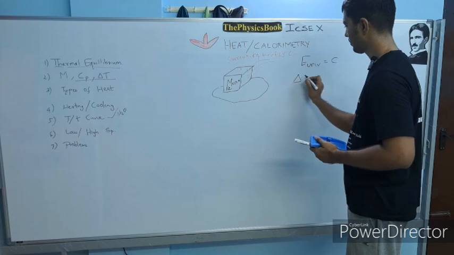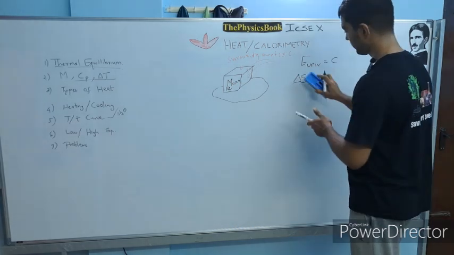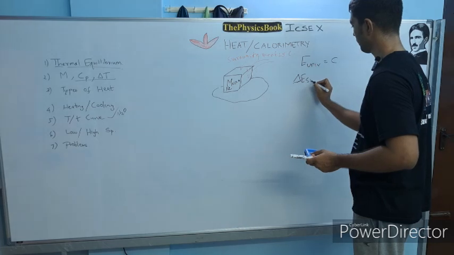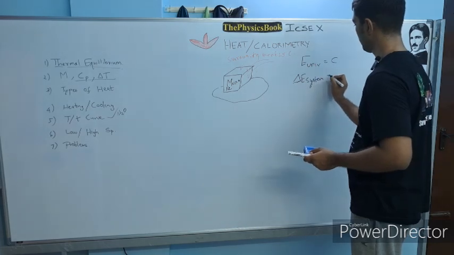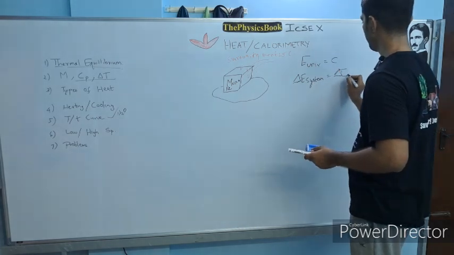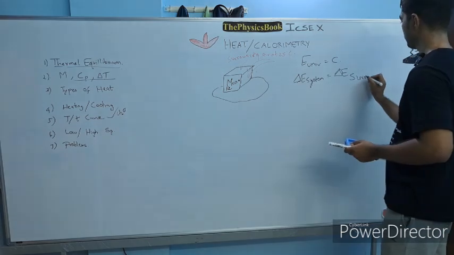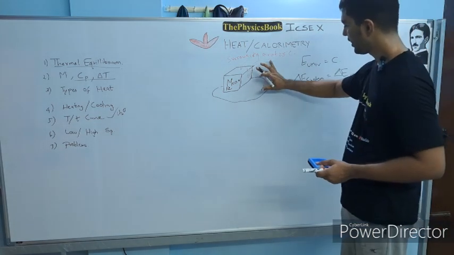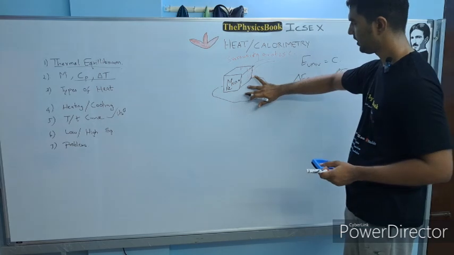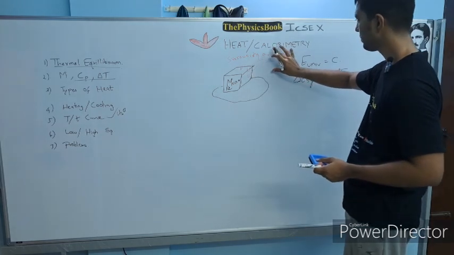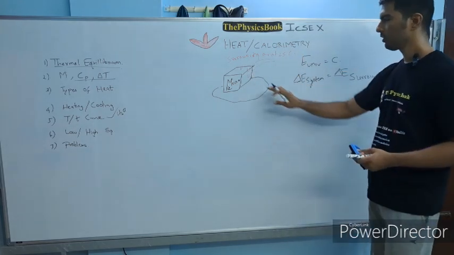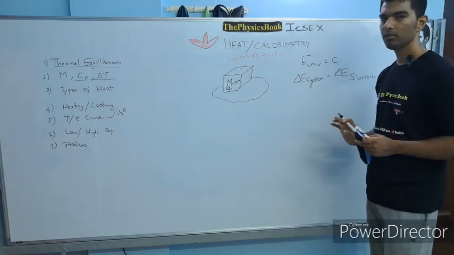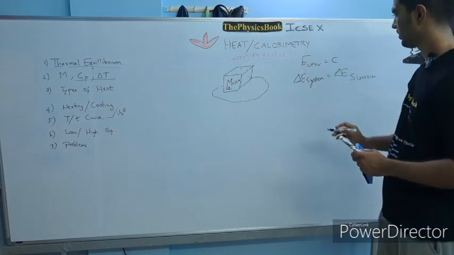Energy of universe is equal to constant, and we derived from this that delta E of system equals delta E of surroundings. Which means whatever heat the system is gaining should be supplied by some surrounding or some other body. So if you are getting some heat, somebody should be supplying you heat. That is how the universe works, and that is how physics concepts work.